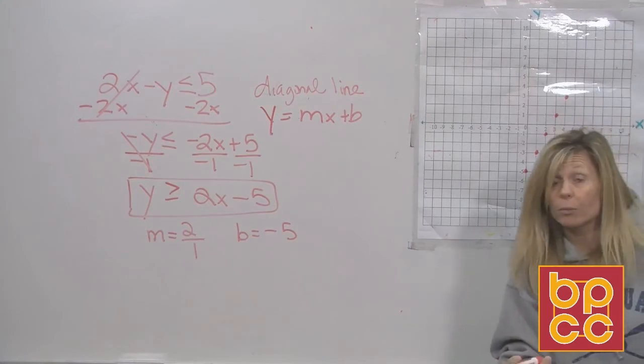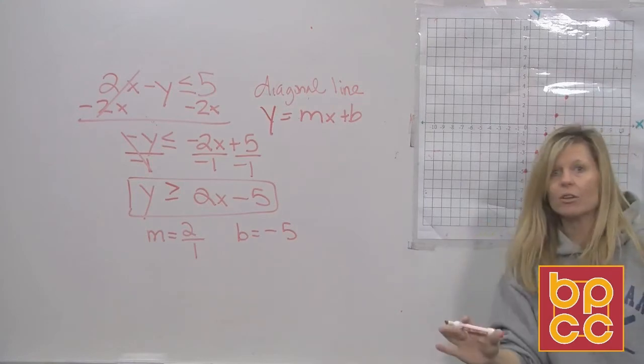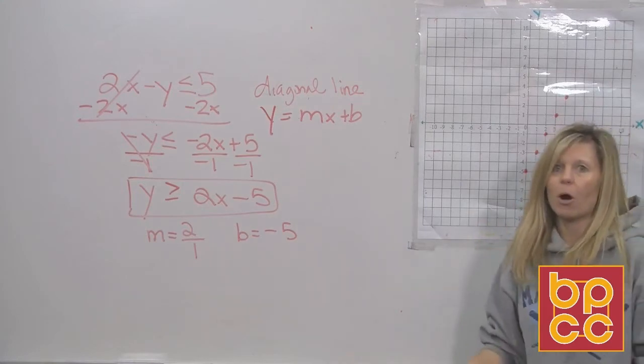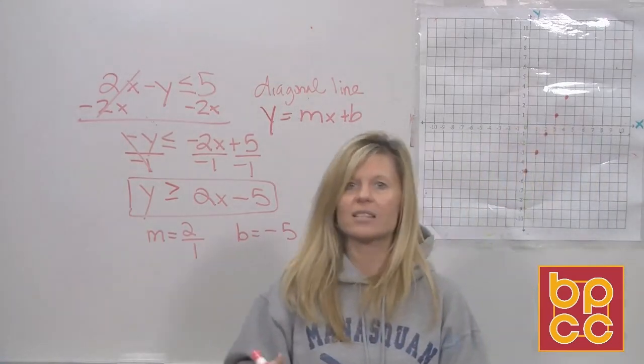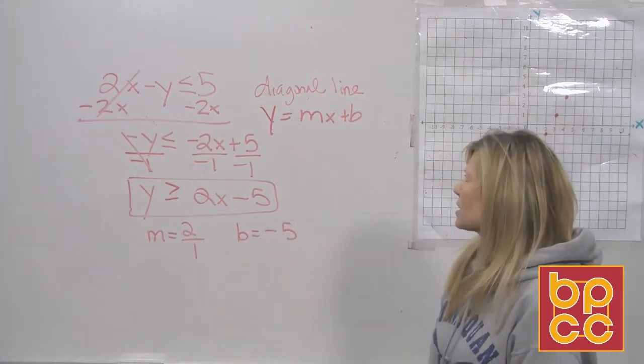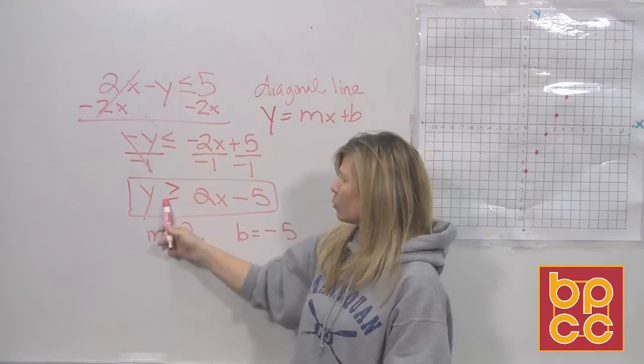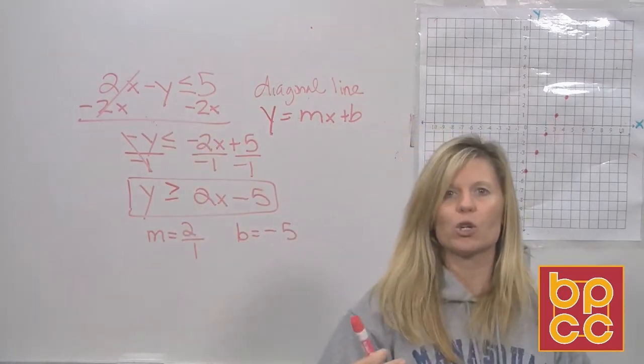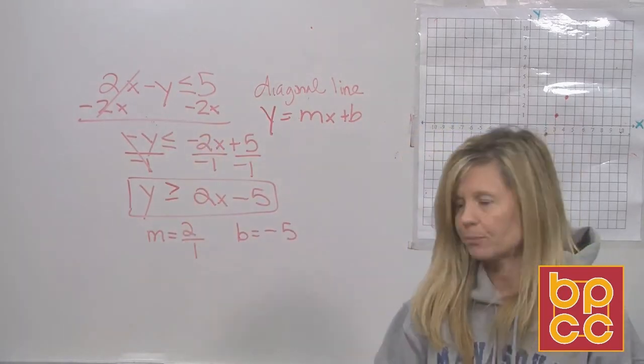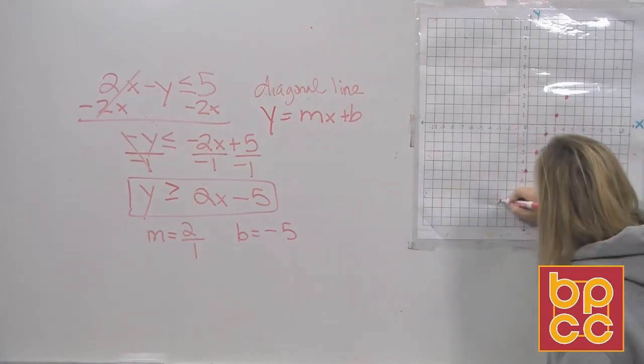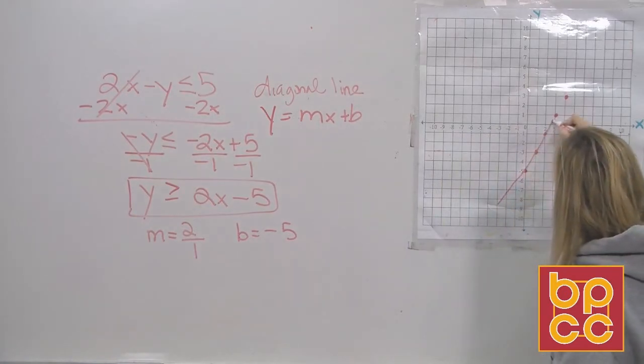That is all review. We haven't done anything new yet. Here comes the new part. Do we make this diagonal line solid or broken? Well, we look at our symbol. Our symbol had an equals in it. Equals means those points you plotted are part of the solution. So anytime you have an equals, you make your line solid.